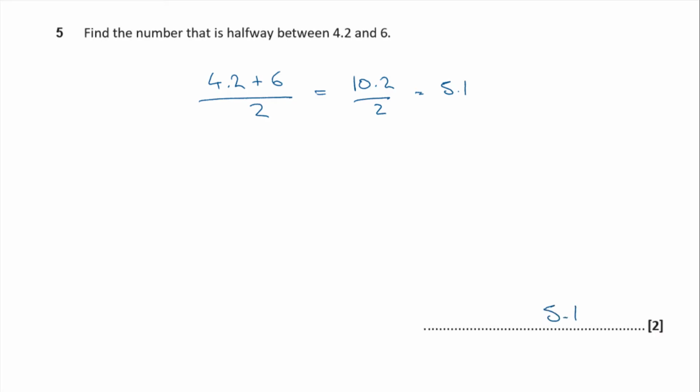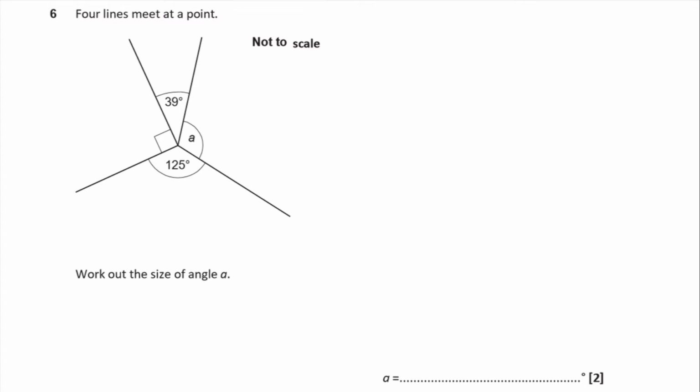5.1. Okay. Question 6. 4 lines meet at a point. This is the point here, look, where they all meet. Work out the size of angle A. Okay, now, one of these angles has been marked, but there's no number next to it. And that's this one here, isn't it? When you see a little square on an angle, it means it's 90 degrees then, doesn't it? Okay. Often students miss that one off by mistake.